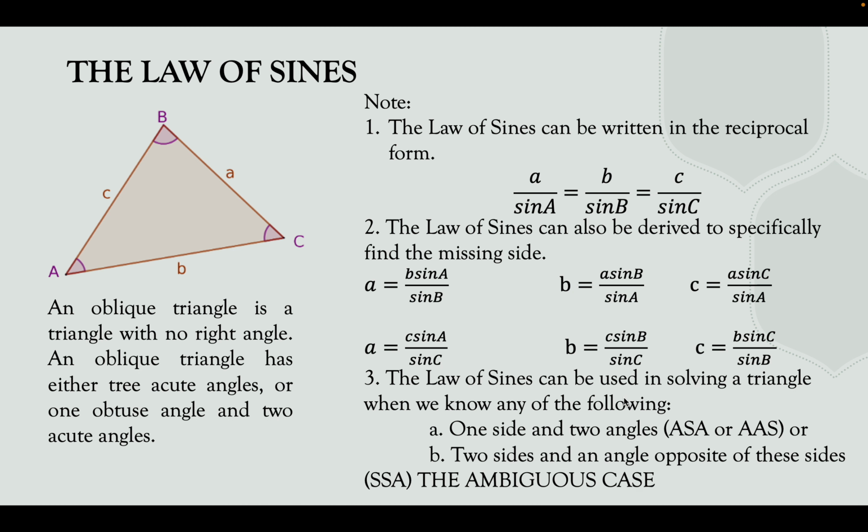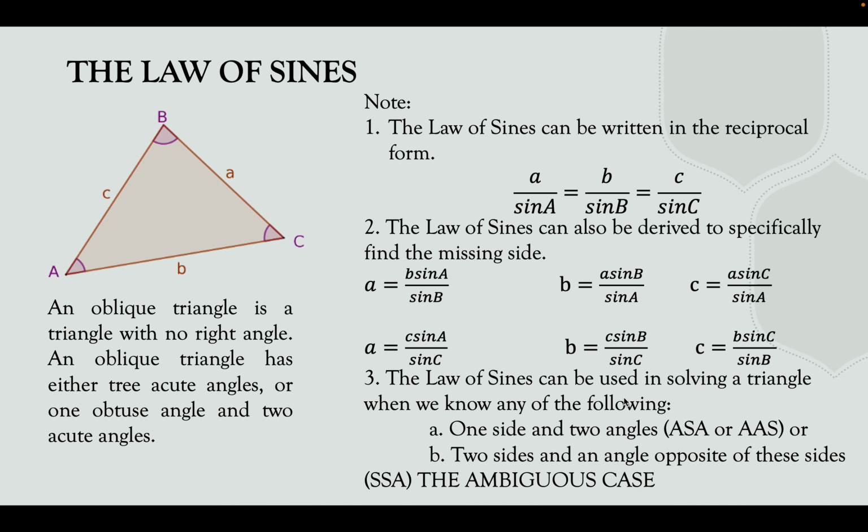An oblique triangle is a triangle with no right angle. An oblique triangle has either three acute angles, so that means acute angles less than 90 degrees, or one obtuse angle and two acute angles. So you look at the sample illustration of an obtuse triangle.